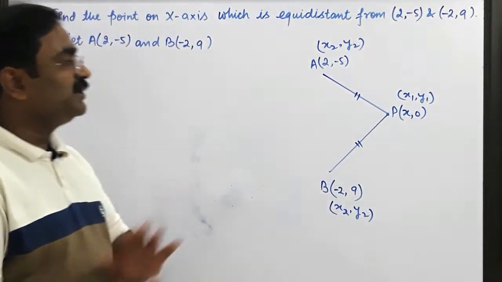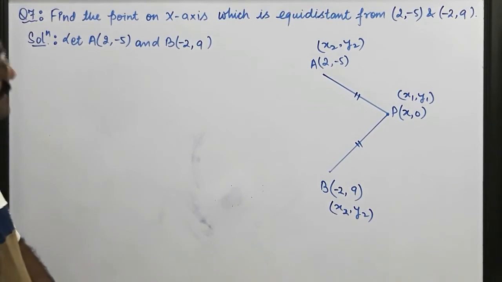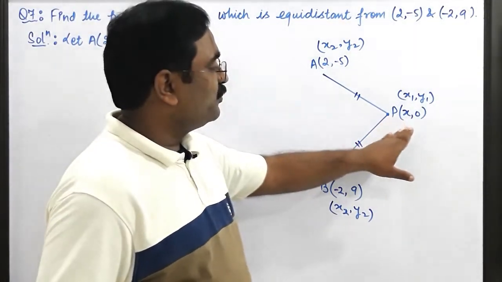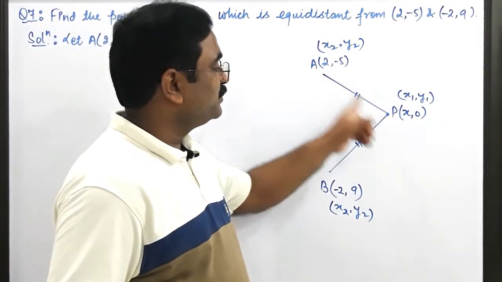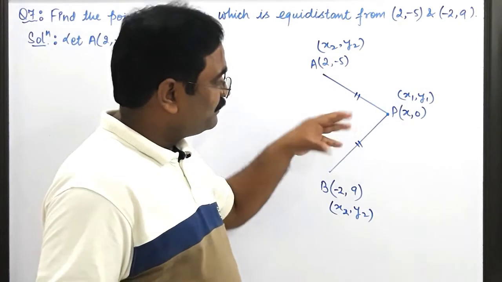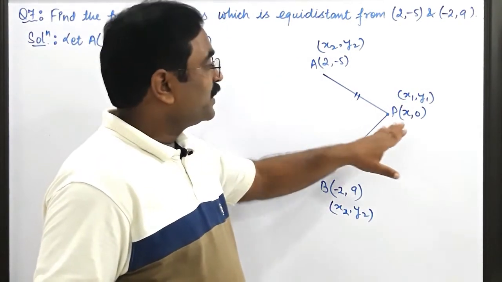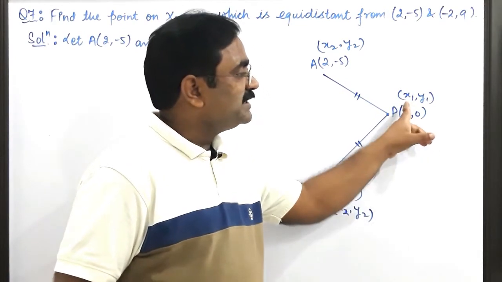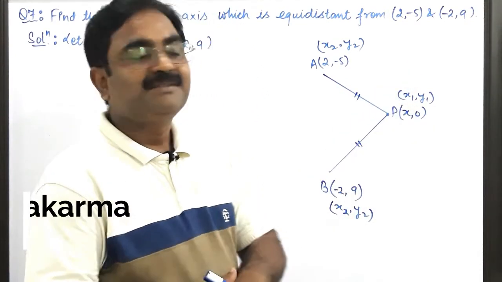चलो, now let us find out, as these points A and B are equidistant from point P, therefore PA is equal to PB. Now to find the distance between PA and PB, let us suppose that the coordinate of this point x, 0 is x1, y1.